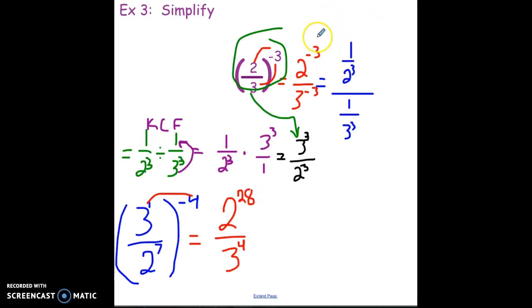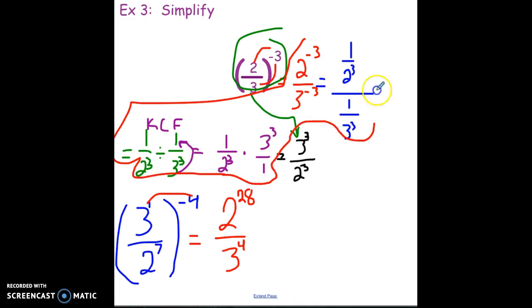So all of this gobbledygook in here is the behind the scenes of why it works. But you don't have to write any of that down. You just need to say, you can go directly from the original problem to the answer if you have one like that.